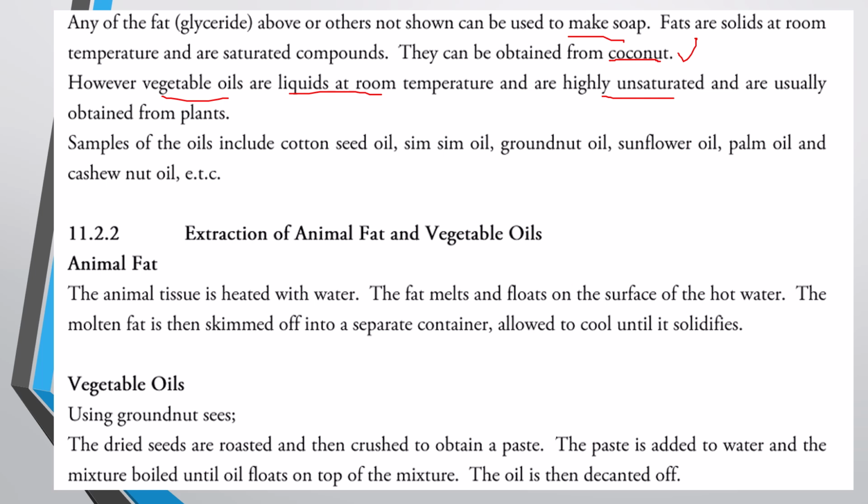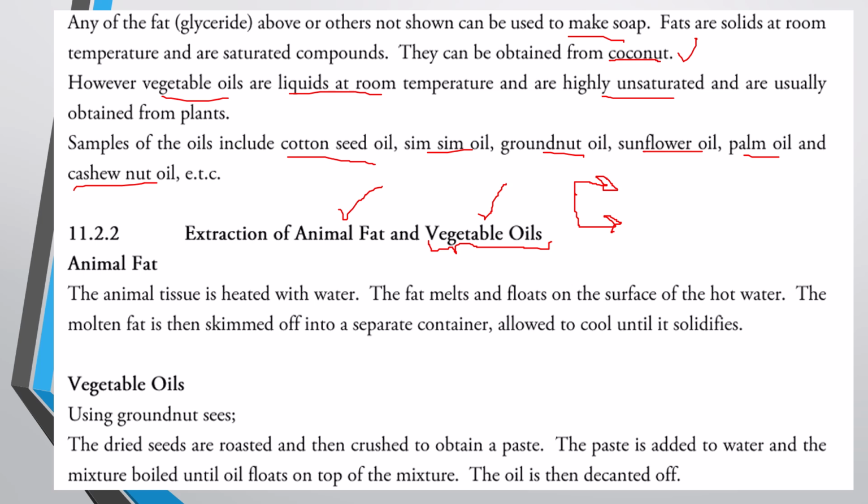Samples of vegetable oils can be got from the following materials: cottonseed oil, simsim oil, groundnut oil, sunflower oil, palm oil, or cashew nut oil. Now if you are asked for the raw materials from which soap is manufactured, there are only 2: animal fat together with vegetable oils. We are going to look at how we can use each of them to obtain soap. But mainly this one is the most friendly when answering questions because it gives you a wide range of answers.